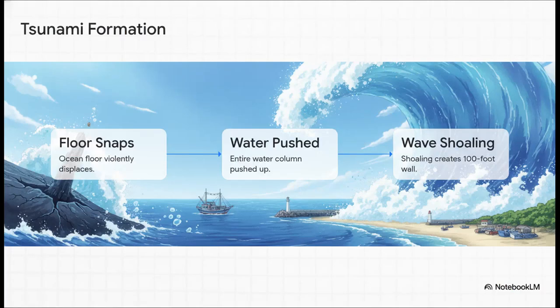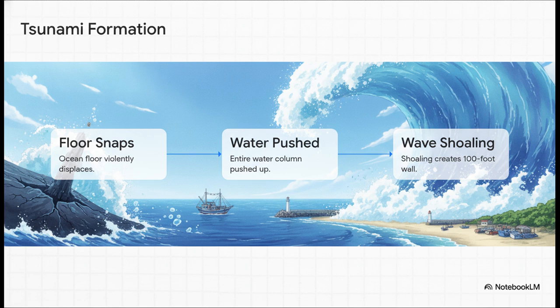Now, what happens when these massive elastic rebounds occur underwater? Well, the results are just catastrophic. The ocean floor violently snaps, acting like a giant subterranean punch that shoves the entire column of ocean water straight upward at the speed of a jet airliner. Out in the deep ocean, it barely looks like a tiny ripple, but as that wave hits the shallow coastline, something called wave shoaling happens.